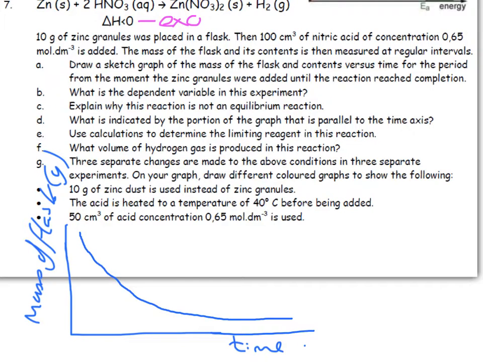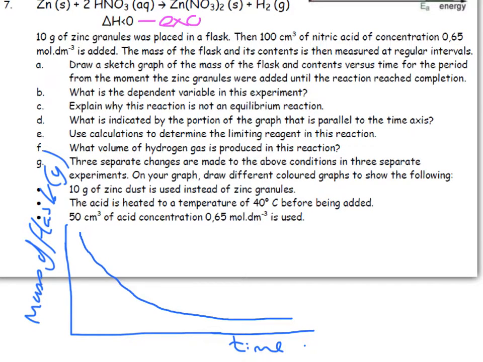What is the dependent variable in this experiment? In other words, what am I measuring? I'm measuring the mass of the flask in grams. Explain why this reaction is not an equilibrium reaction. It is an open system. It was placed in a flask, not in a sealed container, not in a pressure vessel, just in an open flask. So we're losing the hydrogen all the time. So it cannot reach equilibrium unless it's a closed system. What is indicated by the portion of the graph that is parallel to the time axis? Completion of the reaction.